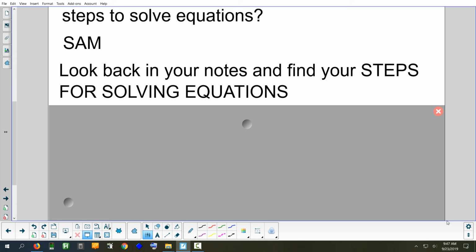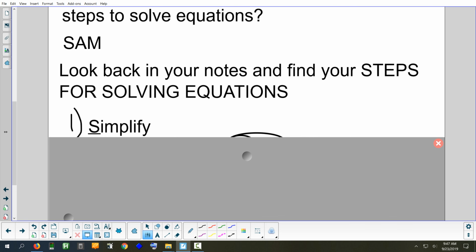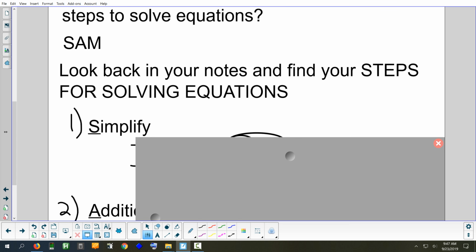So, the acronym is SAM. What does the S stand for? Lucas? Simplify. Nice, simplify. Right? What are the 2 things that you have to do under the simplify step? One of them we never had to do until today. What's the first thing you have to do under simplify? Yeah, Aileen? Distribute. Yeah, we're going to distribute.